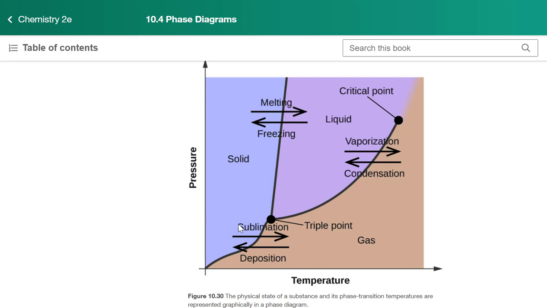Similarly, we could lower the pressure of a solid and potentially have a phase change to the gas phase. So that's another thing that we could look at on this graph in terms of phase changes. We've mainly to this point focused on phase changes because of changes in temperature. We can also sometimes have phase changes because of changes in pressure, although that is not always going to be the case.